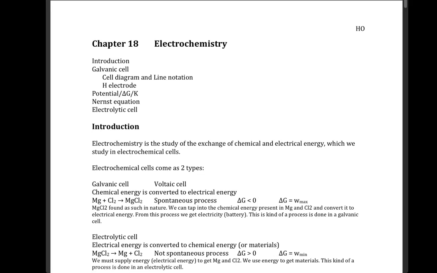So the introduction. Electrochemistry, our chapter title, is the study of the exchange of chemical and electrical energy. We study this topic, this exchange of chemical and electrical energy, using one of two types of cells. They are both electrochemical cells. So electrochemical cells come as two types.